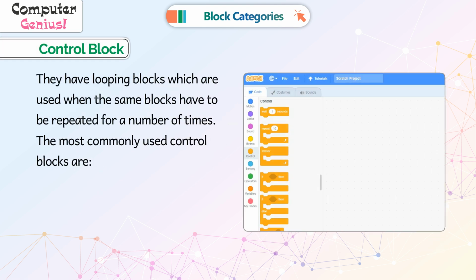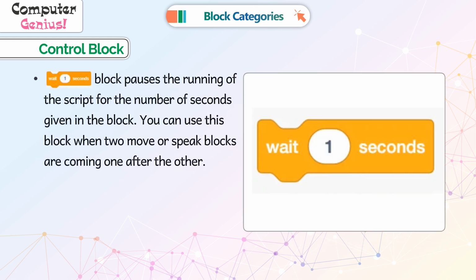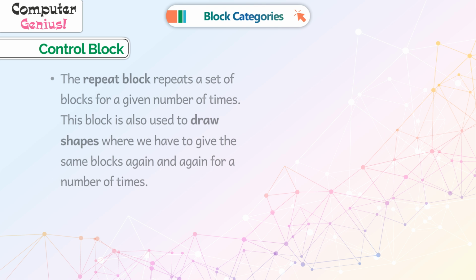Control blocks. They have looping blocks which are used when the same blocks have to be repeated for a number of times. The most commonly used control blocks are: Wait 1 second block pauses the running of the script for the number of seconds given in the block. You can use this block when two move or speak blocks are coming one after the other.